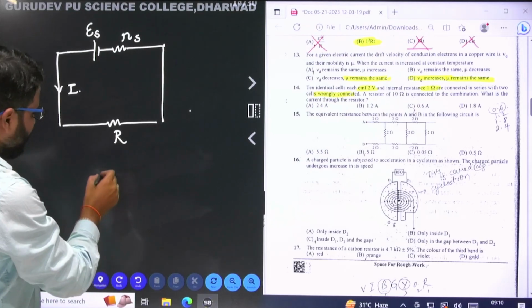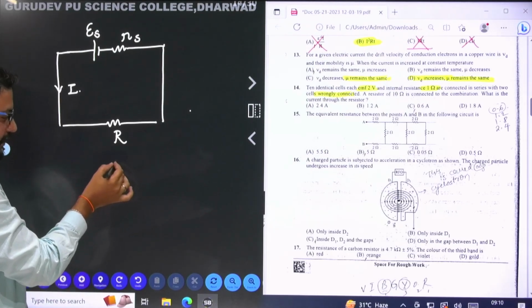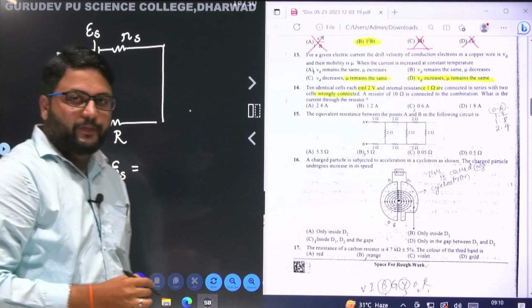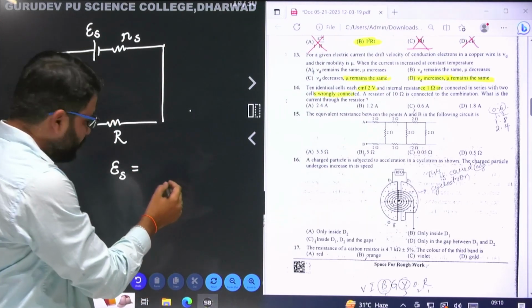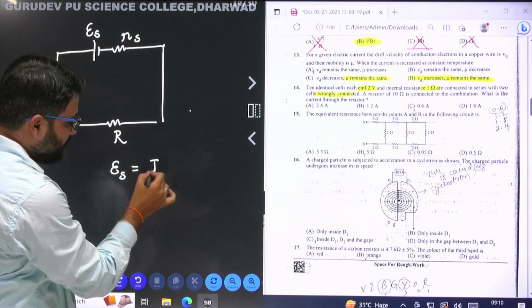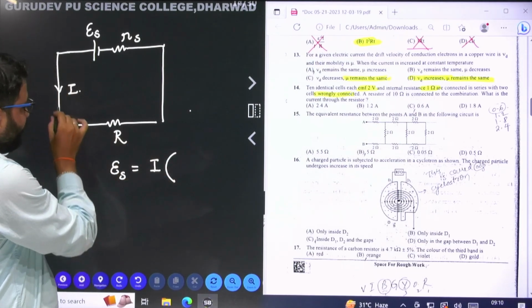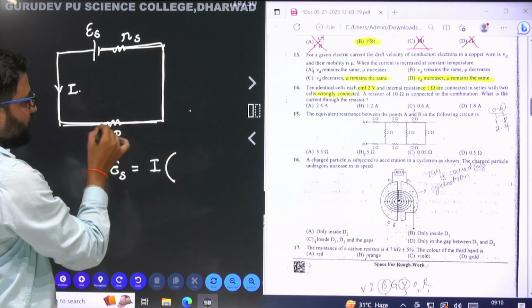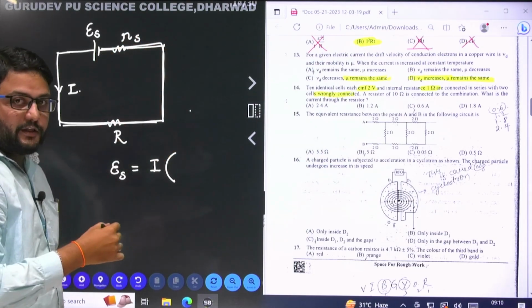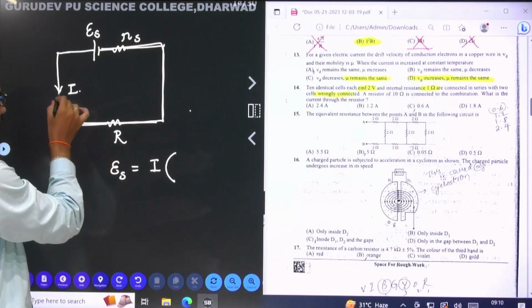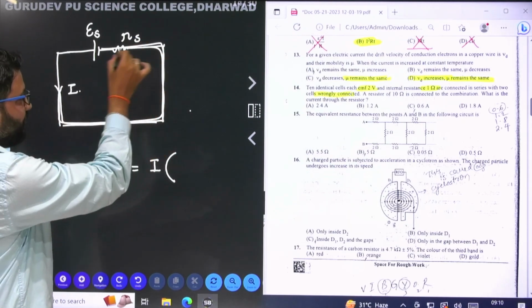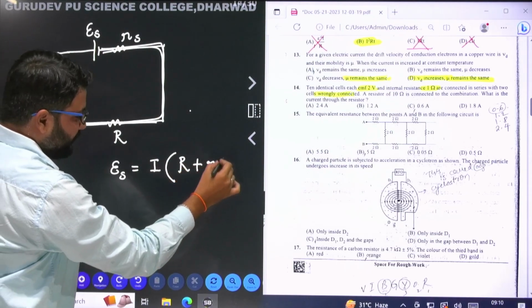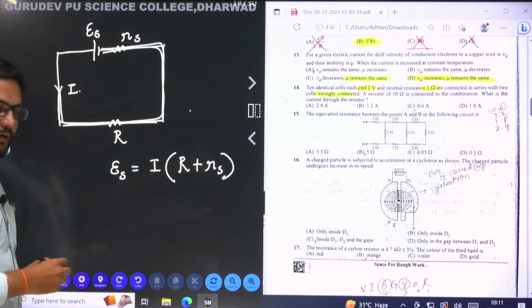EMF. Now, according to the knowledge we have, I can write according to Ohm's law, the net potential ES will be equal to current into the total resistance. If you see that the current flows here, it is flowing through this as well as through this. That's why these two resistors come out to be in series. Don't try to take them as parallel. Think of current, the same current is flowing through both. That's why they both are in series. R plus RS. Now simplify the problem and you would get your answer.